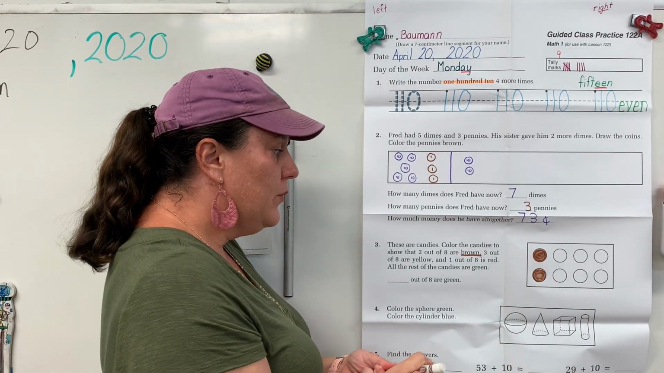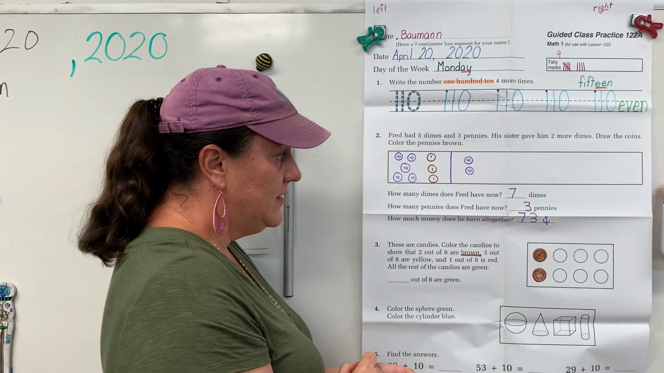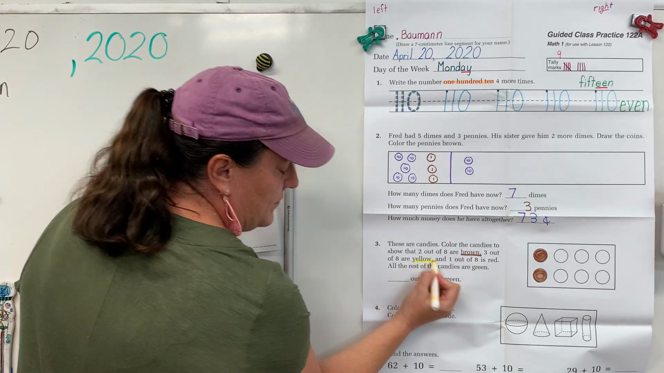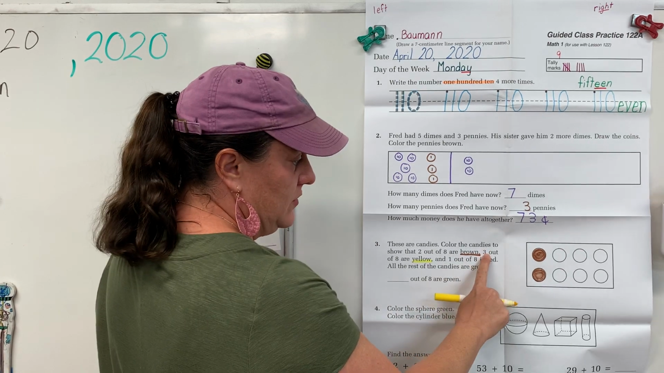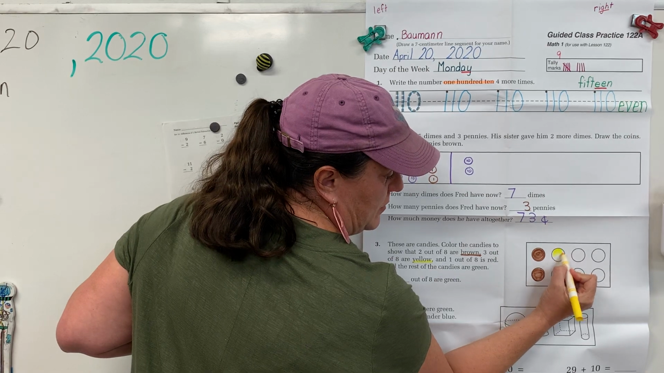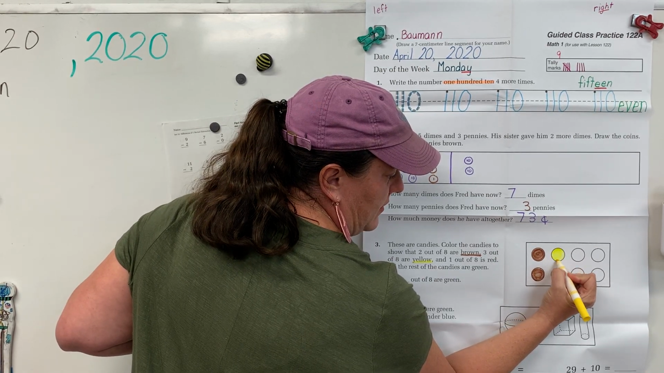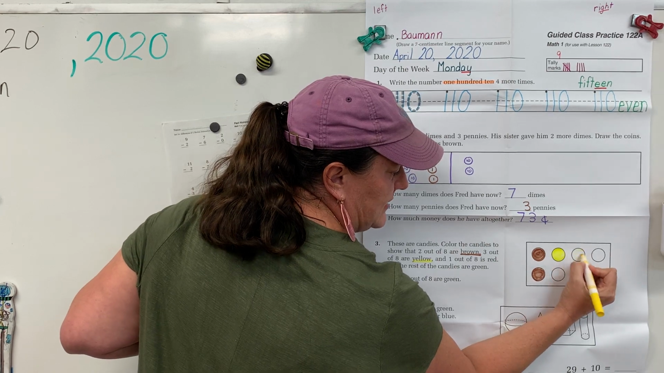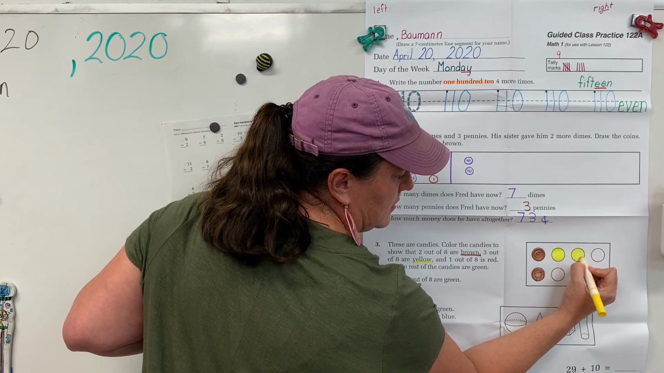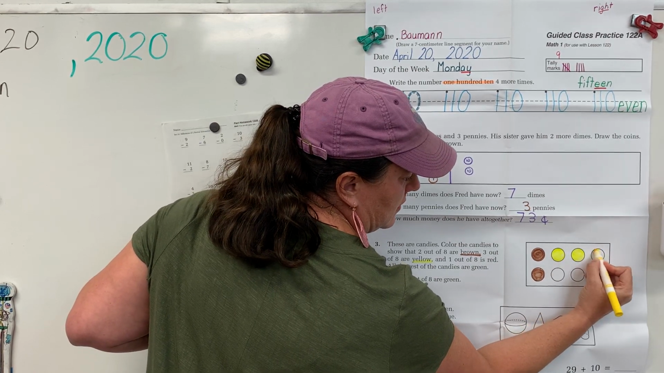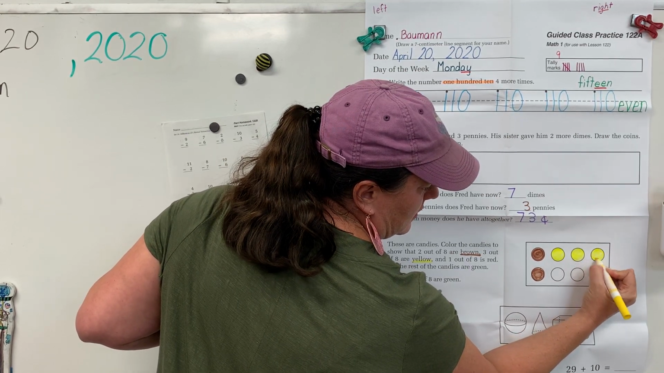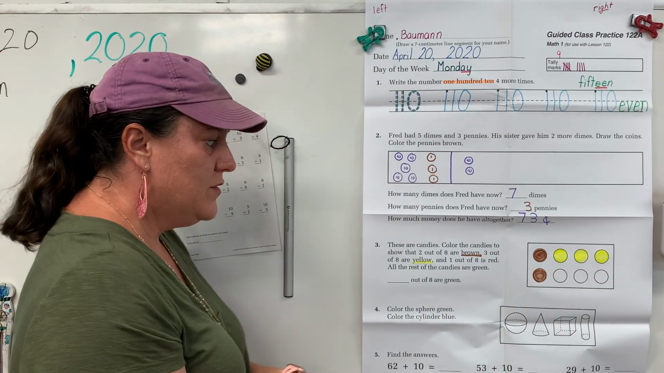Next, we want to show that 3 out of the 8 candies are yellow. So get out your yellow. Let's underline the word yellow. All right, so pick any 3 because 3 out of the 8 are going to be yellow. I'm going to pick the top 3, but whatever you pick is fine. Remember, we're working those kindergarten hand muscles and really working to stay inside the lines. Coloring in the whole circle, not leaving white space. Okay, you can put away your yellow.